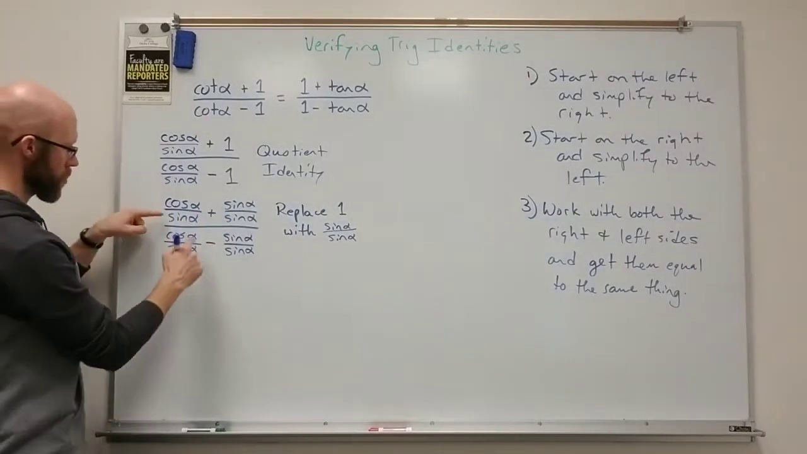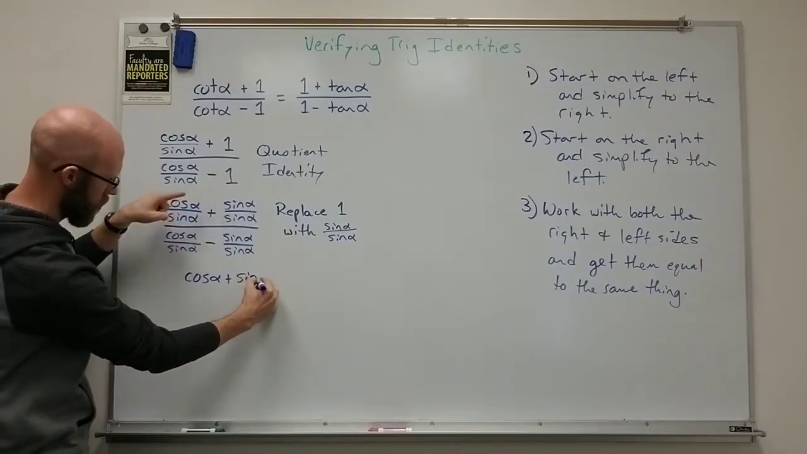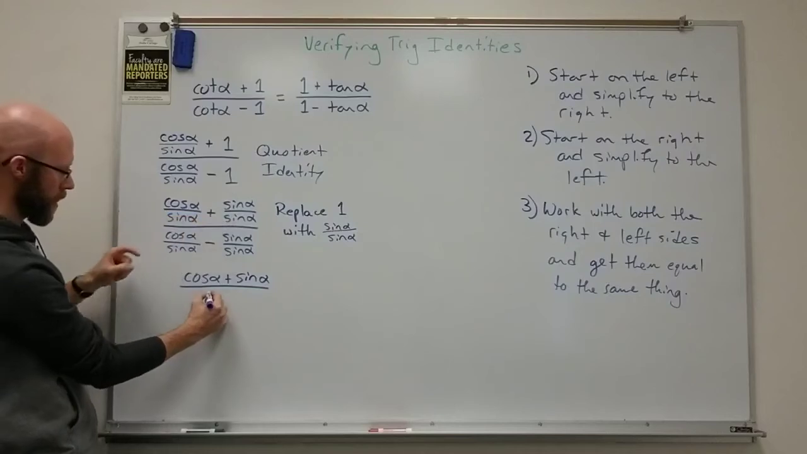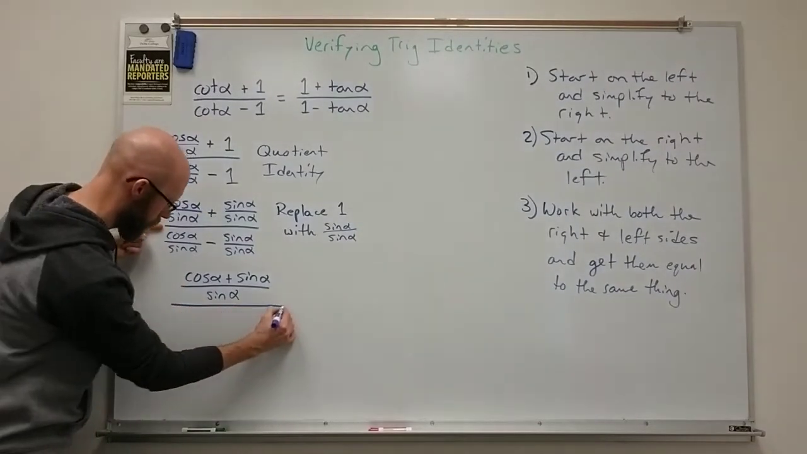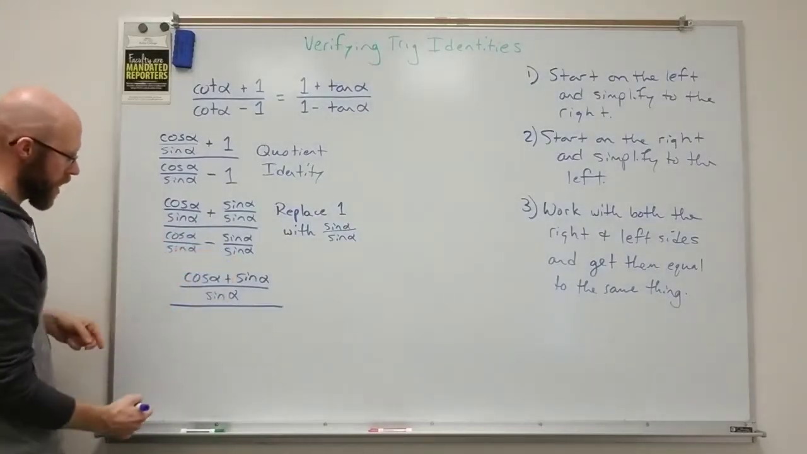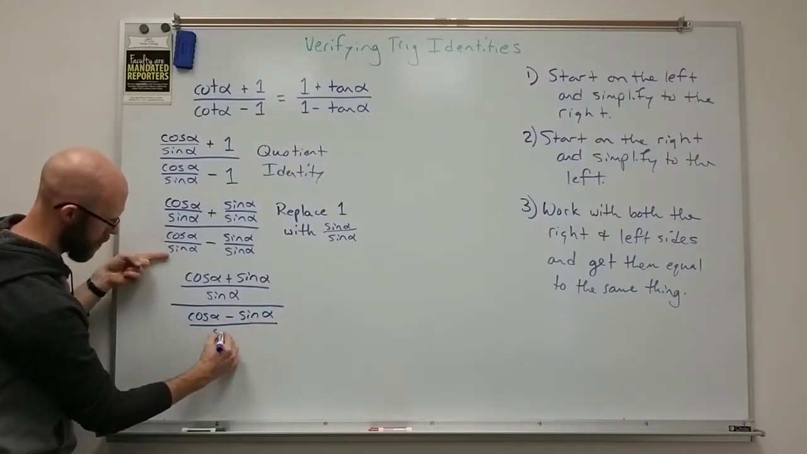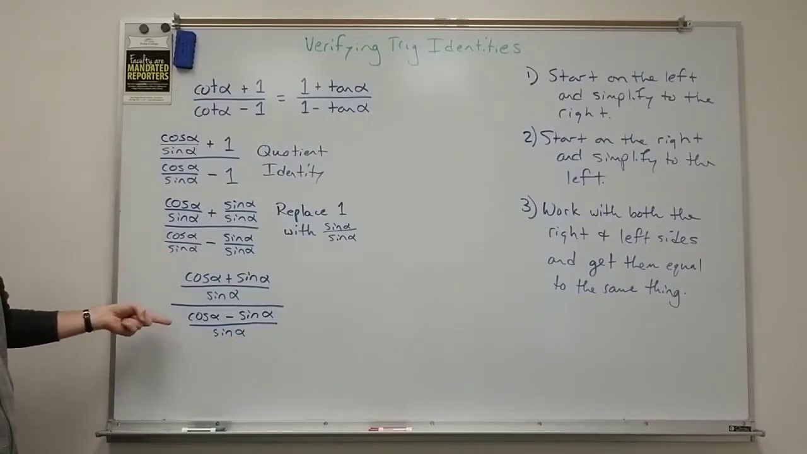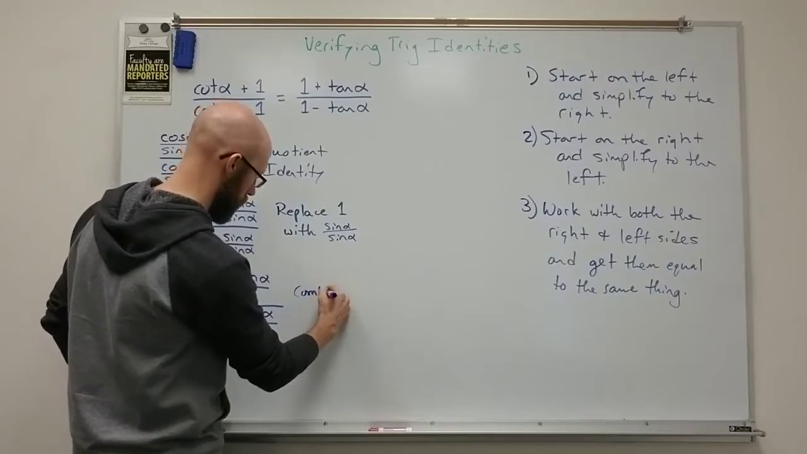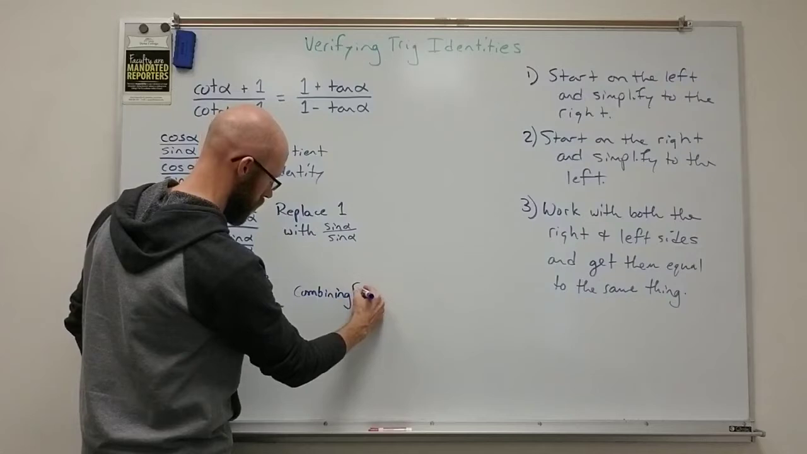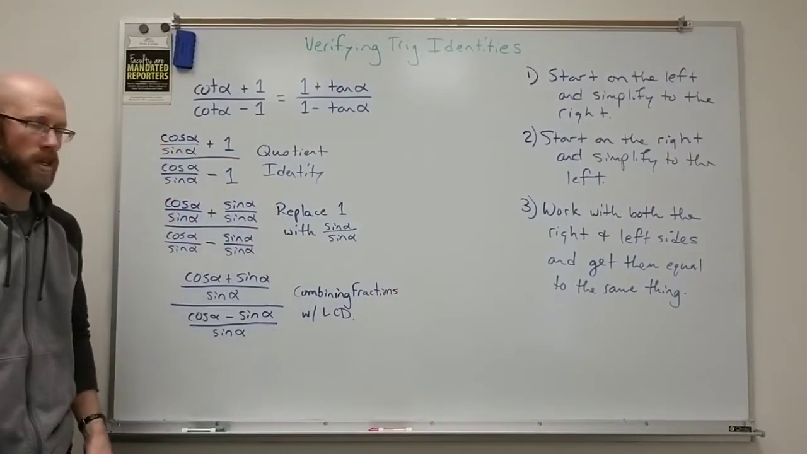Then I'm going to combine my fractions. So I'm going to get the two fractions on top together by adding the numerators. That'd be cosine alpha plus the sine of alpha all over the common denominator of sine. So that's the top fraction, right? Those two combine. Then I have a big fraction bar. Now the bottom two fractions are a subtraction with the sine on the bottom, so it's cosine alpha minus sine alpha all over the sine of alpha. Okay, and so that's just combining fractions with the common denominator, combining fractions with LCD.